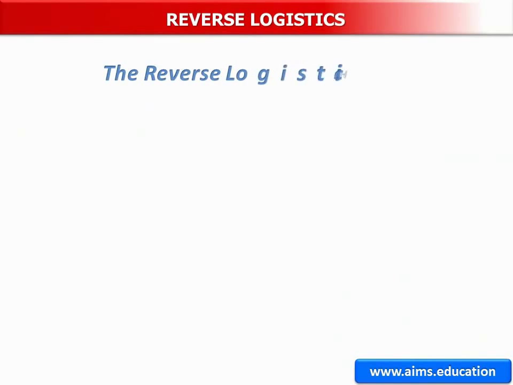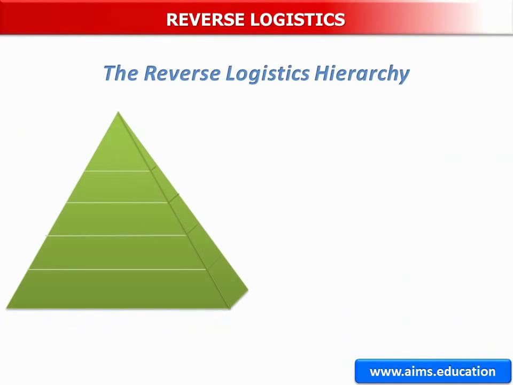The reverse logistics hierarchy is sometimes called the 4 R's. In order of importance, the R's are reduce, reuse, recycle, recover energy. The exhibit shows the relationship of the 4 R's and places an additional item, the least desirable option, disposal in a responsible landfill, at the bottom.